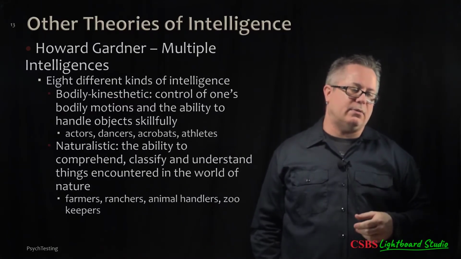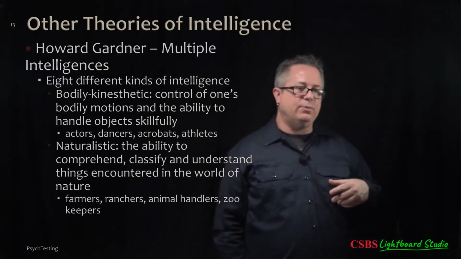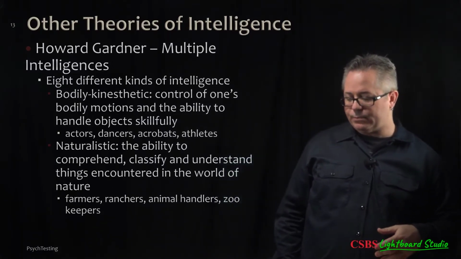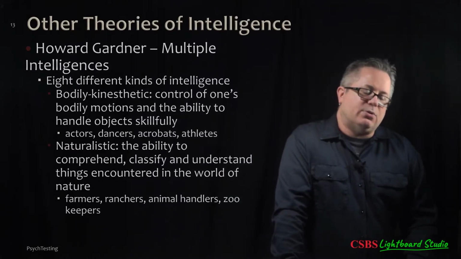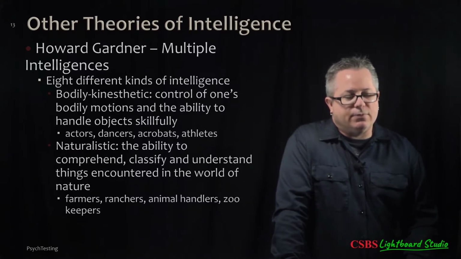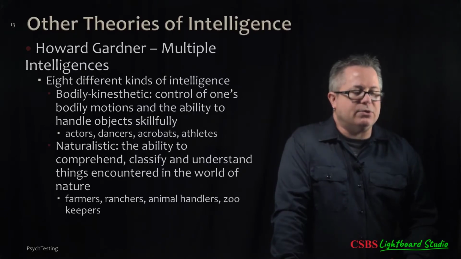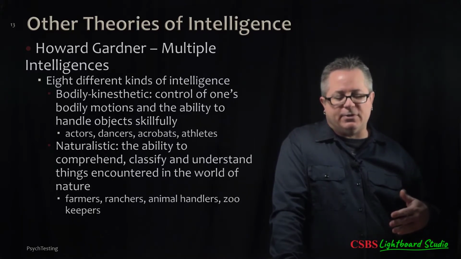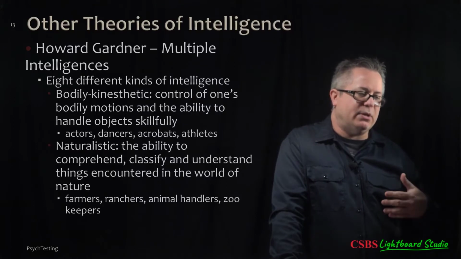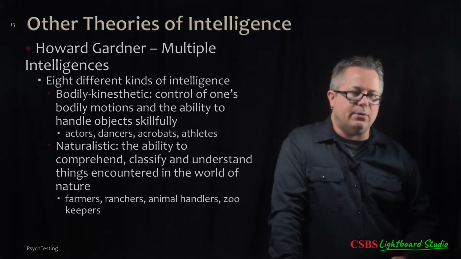And you've got this last one, naturalistic: the ability to comprehend, classify, and understand things encountered in the world of nature. You've heard of people who have a green thumb, right? People that can really do no wrong when it comes to growing things, or raising animals, or caring for smaller creatures. So farmers, ranchers, animal handlers, zookeepers, veterinarians, all these people have to have a good understanding. Even people who just have gardens and are getting a high yield of tomatoes. The people that somehow naturally know what these plants or animals need would be high on naturalistic intelligence, according to Howard Gardner.